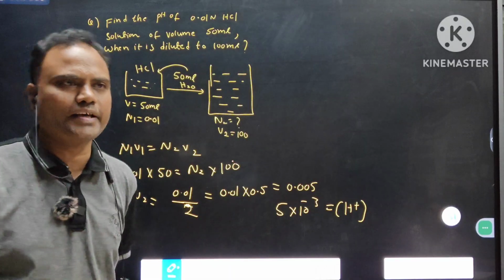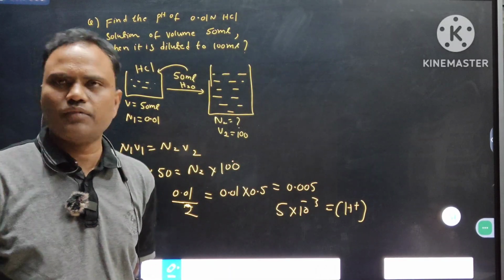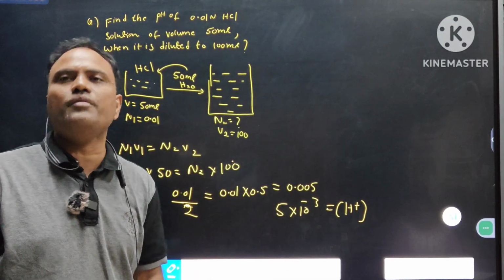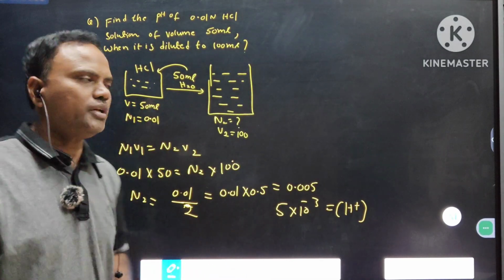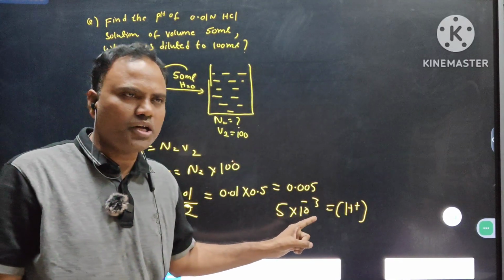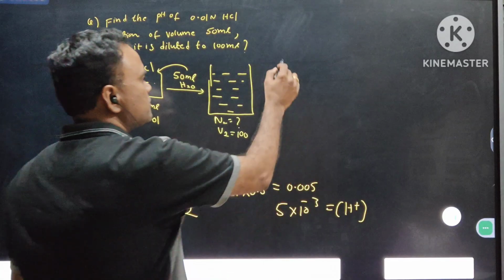When normality data is given to you, remember the trick. You will get the final normality; take that as the H plus ions concentration. When the question is given in normality, you will get the final normality. Take that as H plus concentration. So you got the H plus concentration.